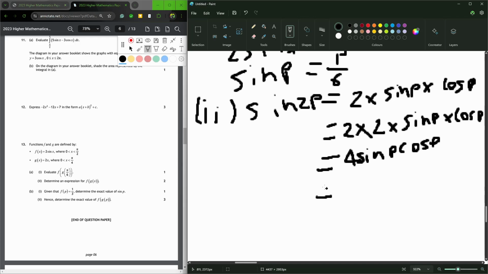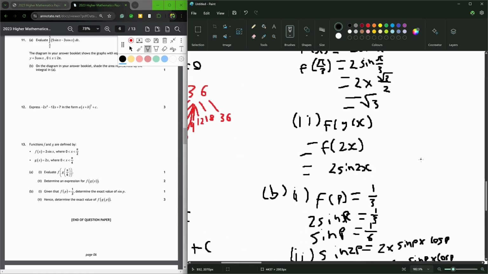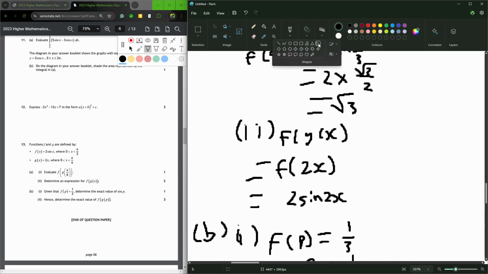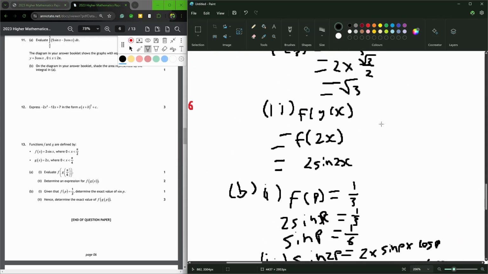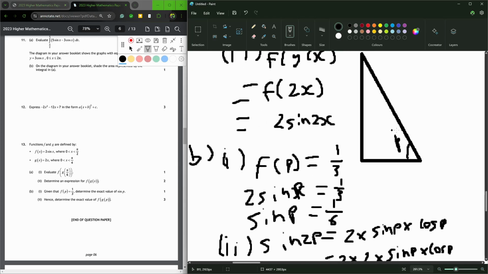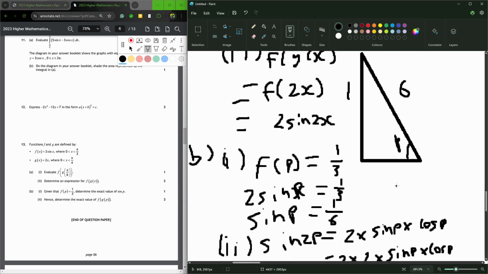So we're going to have to work this out. What is sine p? Well, we've worked this out. That's actually 1/6. So then we need to work out what cos p is. And how on earth are we going to figure out cos p? Well, we can use right angle triangles, because sine p is denoting a triangle. If you imagine p is this angle, sine is opposite over hypotenuse. So hypotenuse is up here, so that'll be 6, and that'll be 1. Using Pythagoras, we can work out the adjacent side and figure out what cos p is.